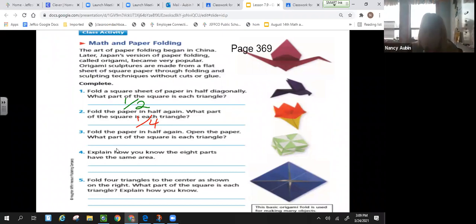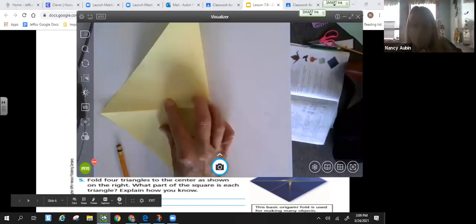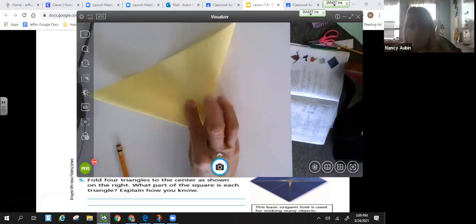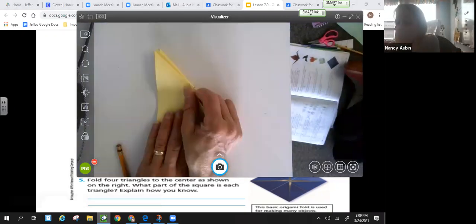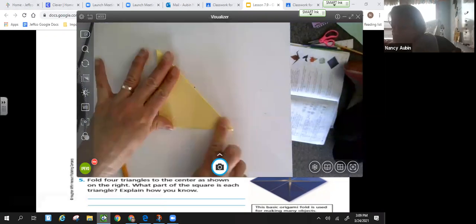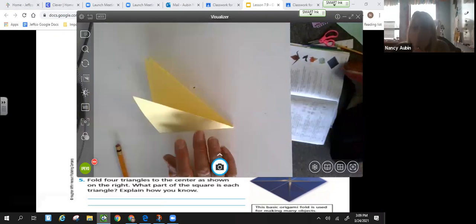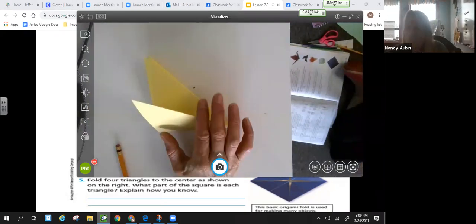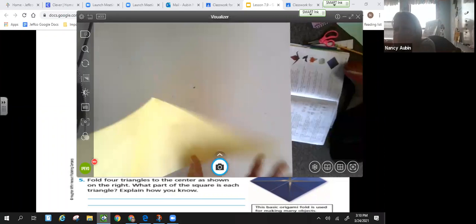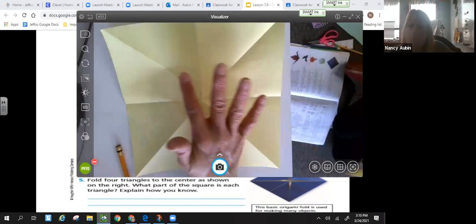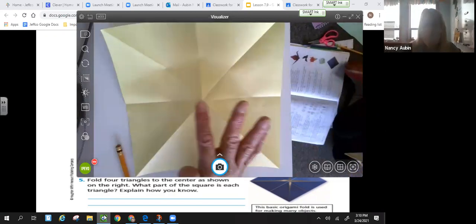Open the paper. All right, let's do it. So we folded it in half one time. We folded it in half again. We're going to fold it in half again. Okay. Now, Henry, what fraction would one of these triangles be of the whole when we open it? What do you think, Henry?